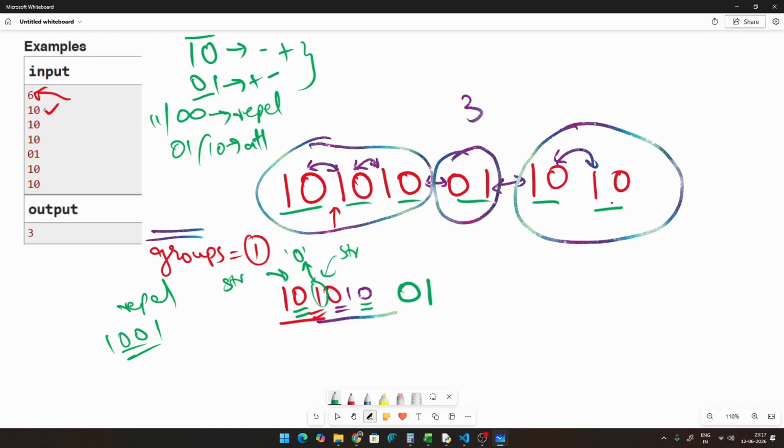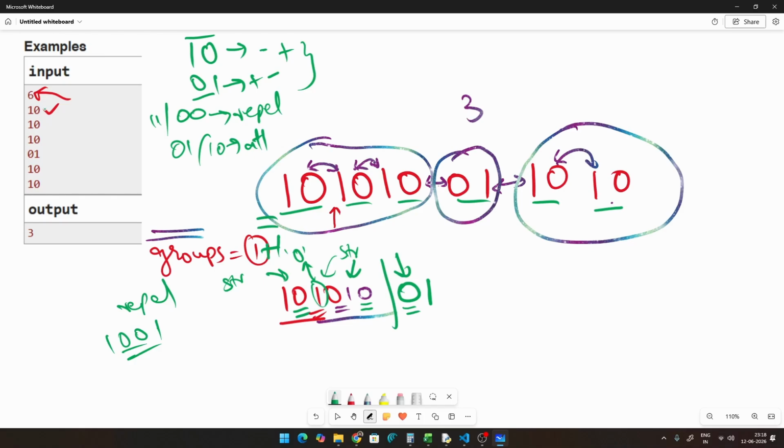This number and this number are the same. So when they are the same, I'm going to increase the number of groups by 1. Okay, just trust me on this one. Because obviously this is repelling, a new group is going to be created, right? We don't know how many groups there are in total, but we know that by introducing this magnet right after this magnet, we create a new group. That's why we are increasing this number by 1.